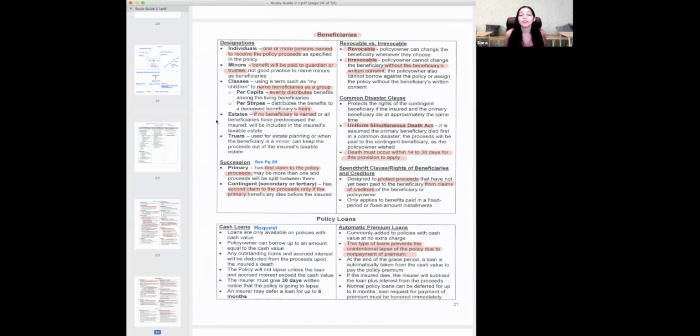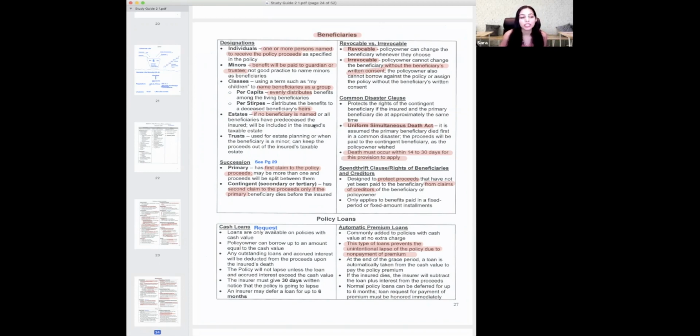Estate. If you do not put anyone as your beneficiary, automatically your estate would be put as a beneficiary. And your estate is your net worth, okay? Your net worth. So if no beneficiary was stated in the policy, then automatically your estate would be named as your beneficiary, and your estate is your net worth.